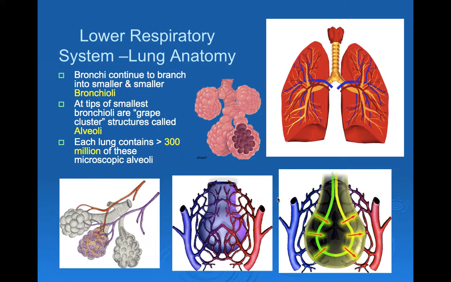So these are just some diagrams showing you a little bit of the lung anatomy and the alveoli. And the reason why they call it grape clusters is it kind of looks like grape clusters.